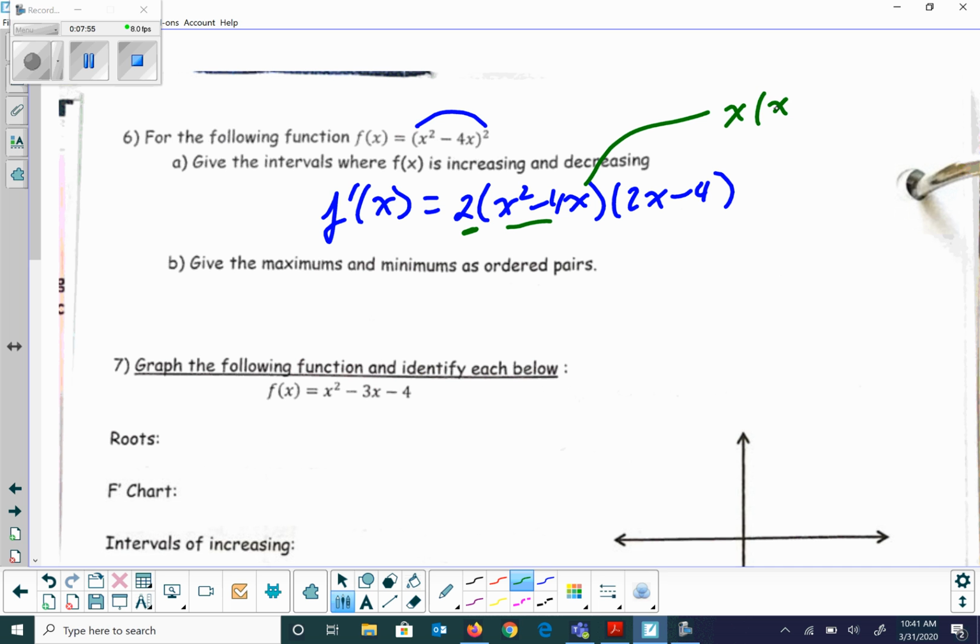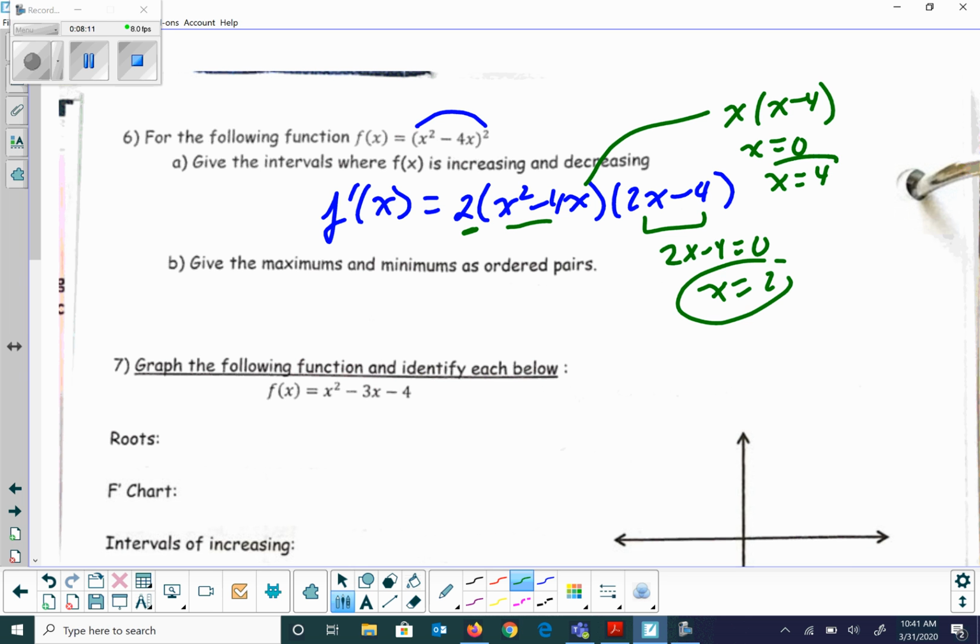So I have x times x minus 4, so I get x equals 0, x equals 4, and then if I solve this one as well, that's going to give me 2x minus 4 equals 0. Add 4, divided by 2, so x is also equal to 2. So at each of these places, that means the slope would be 0. So it would be a local min or a local max. Give the max and mins as ordered pairs.